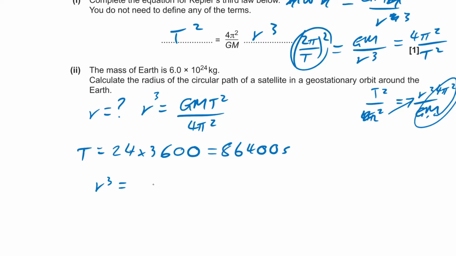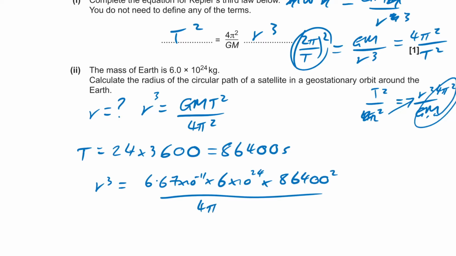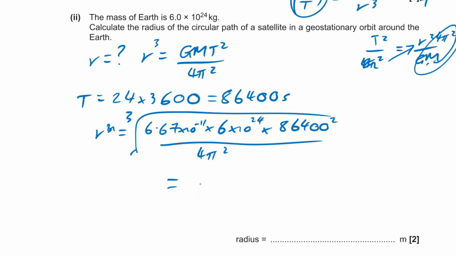So that's going to be G, 6.67 times 10 to the minus 11, times 6 times 10 to the 24, times 86,400 squared. Divide that by 4 pi squared, and then we just need to cube root all of that. And that gives us, to two sig figs, 4.2 times 10 to the 7 meters.